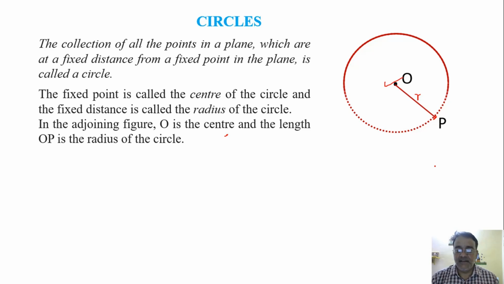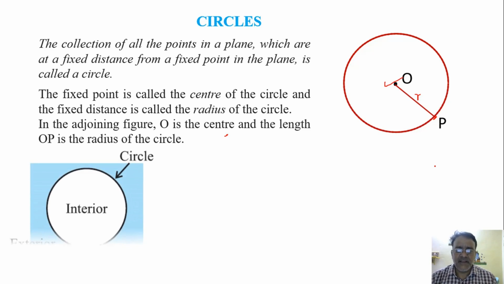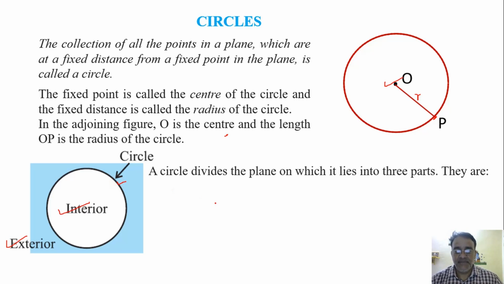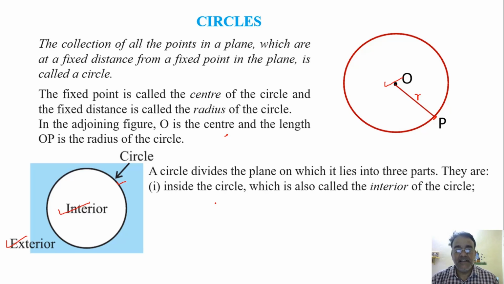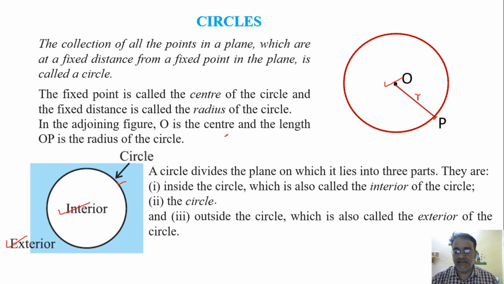Okay, and now a circle divides a plane into three parts. One is interior, another is exterior, and the third one is on the circle. Okay, a circle divides the plane on which it lies into three parts. They are inside the circle, the interior of the circle, on the circle, and outside the circle, which is also called the exterior of the circle.